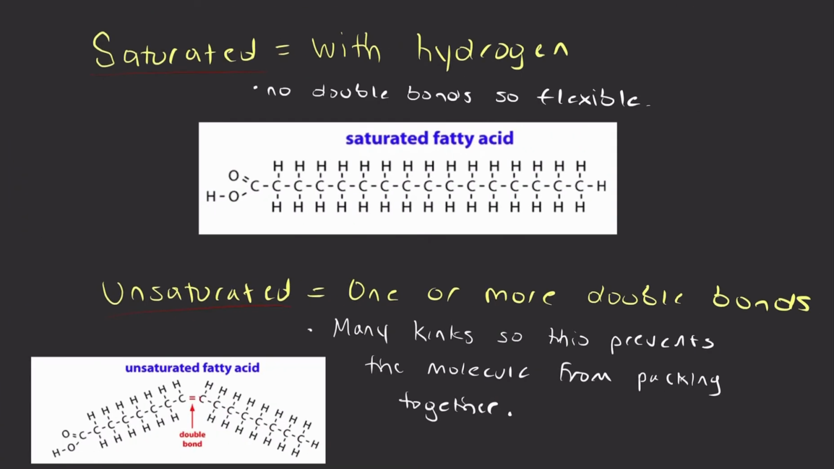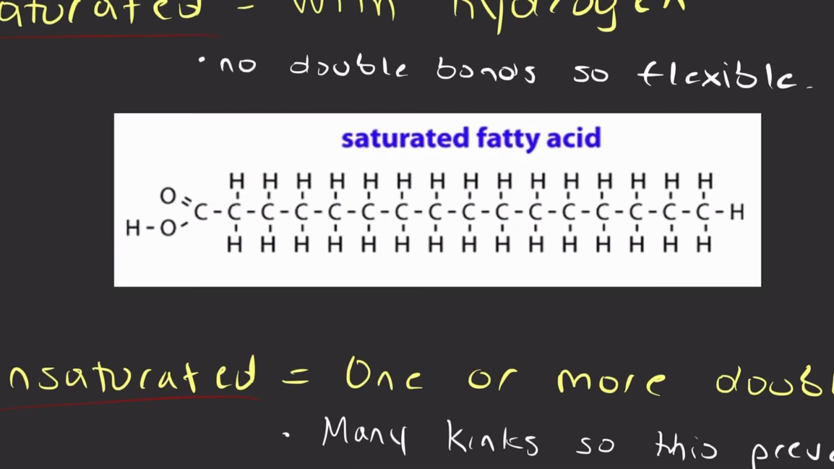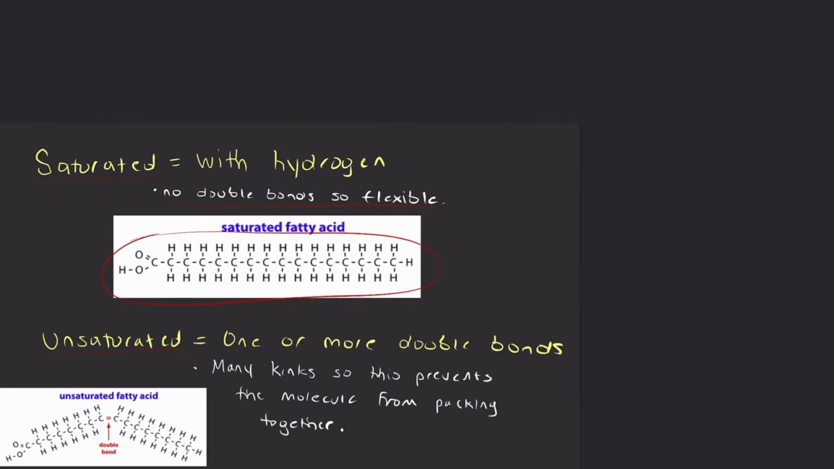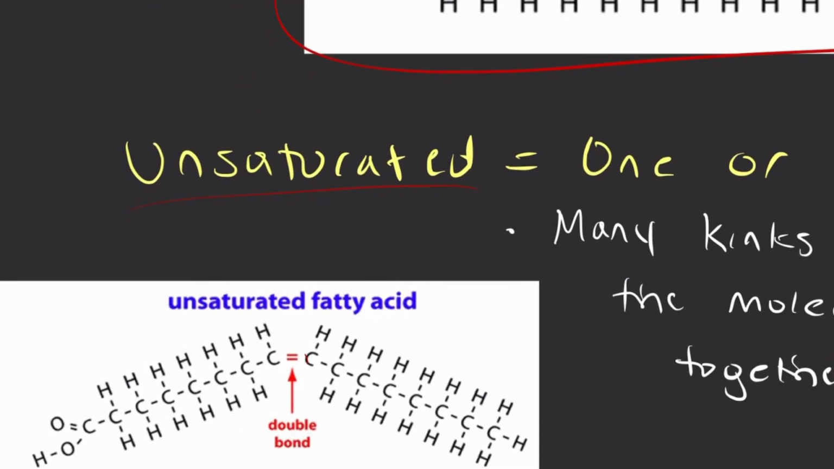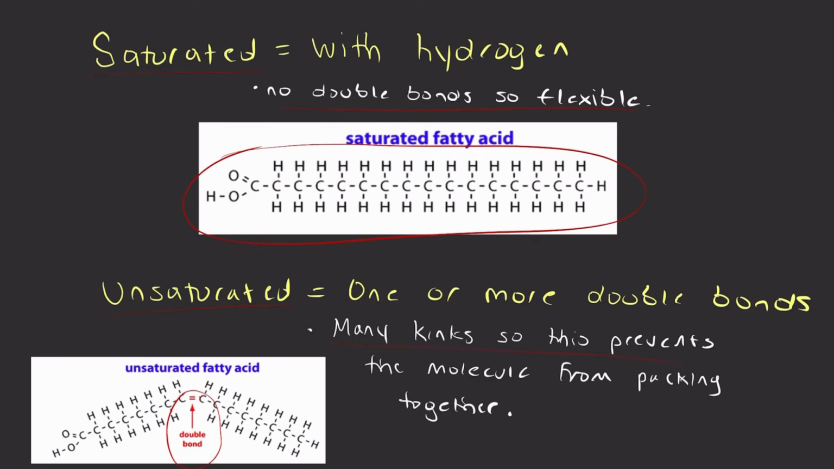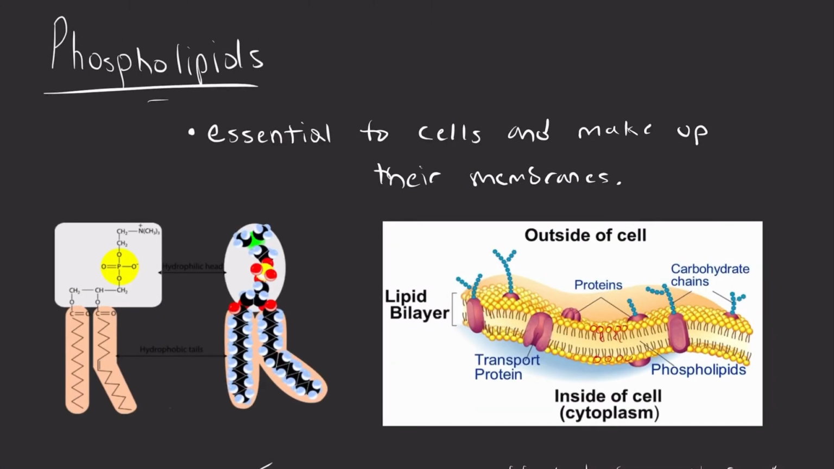So now, saturated and unsaturated, we'll keep this very simple. Fatty acids can be saturated or unsaturated. Saturated meaning there are no double bonds, so it is very flexible. It's just a hydrocarbon, plenty of carbons and hydrogens, no double bonds. Unsaturated fat has a kink. There is a double bond there. So there are many kinks that prevent the molecules from packing together. So this is an unsaturated fat. Unsaturated fats have double bonds. Saturated fats have no double bonds, and they're very flexible.